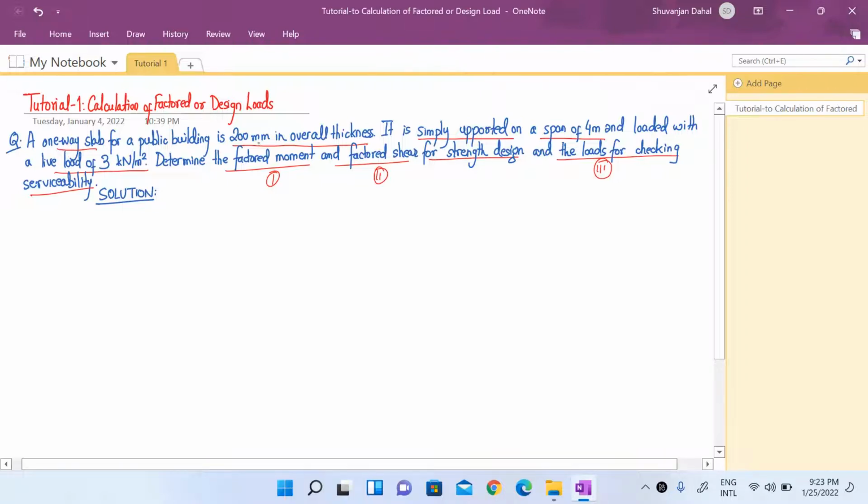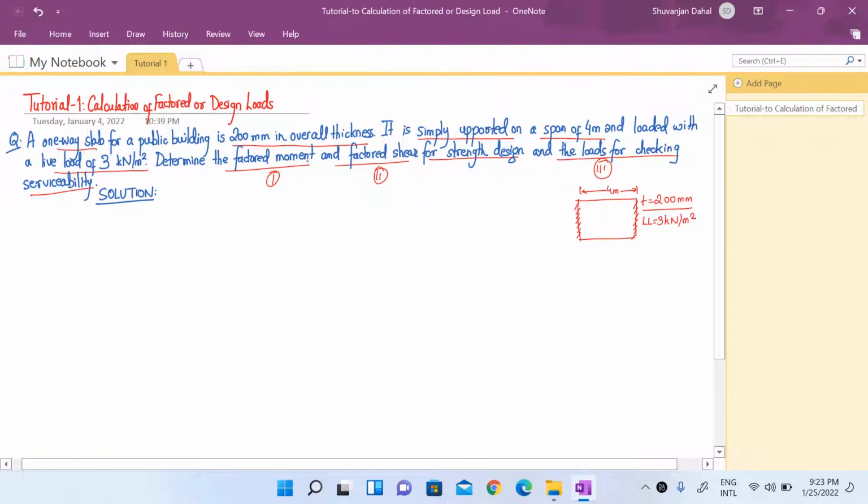A one-way slab for a public building is 200 mm in overall thickness. So let's consider we have a slab here with overall thickness of 200 mm. It is simply supported on a span of 4 meter. Let's say this is the span of our slab, 4 meter, and it is simply supported at the edges here. And loaded with a live load of 3 kN per meter square. Determine the factored moment and factored shear for strength design and the loads for checking serviceability.